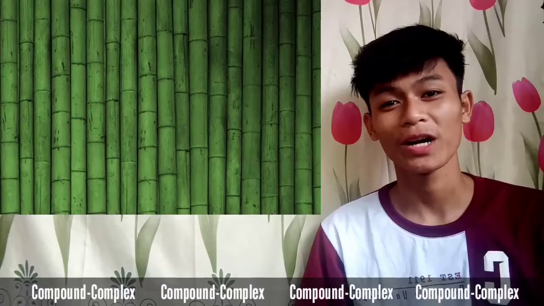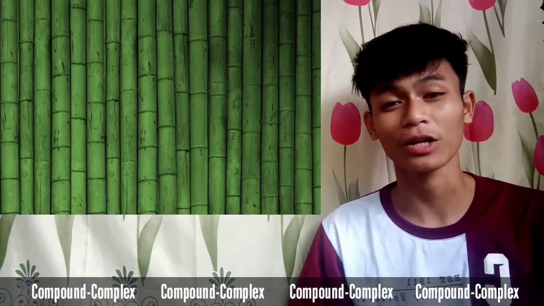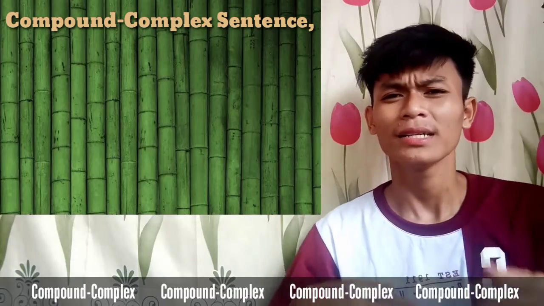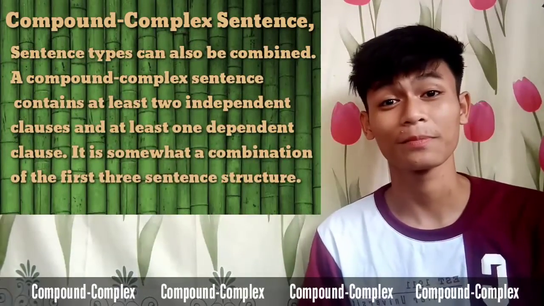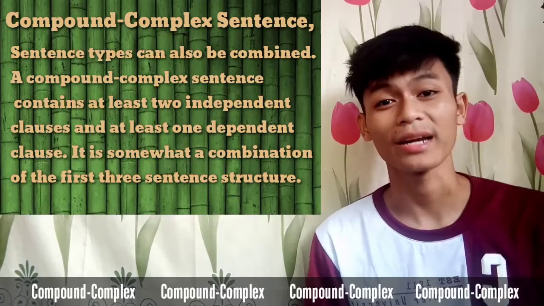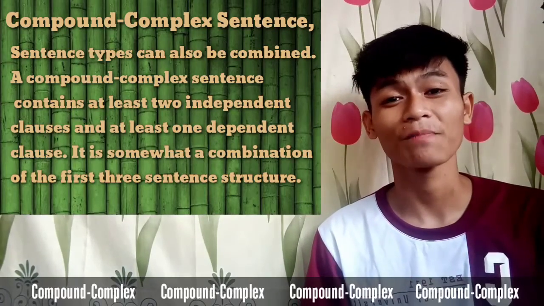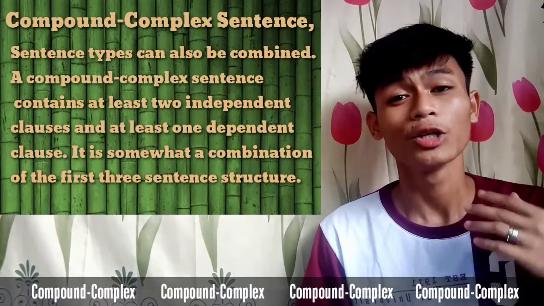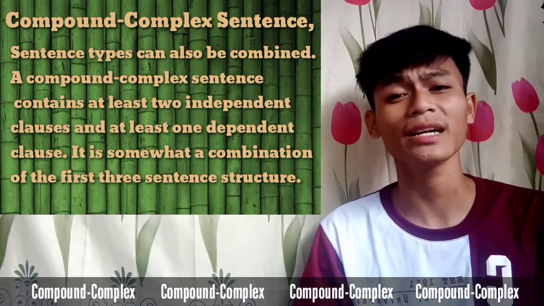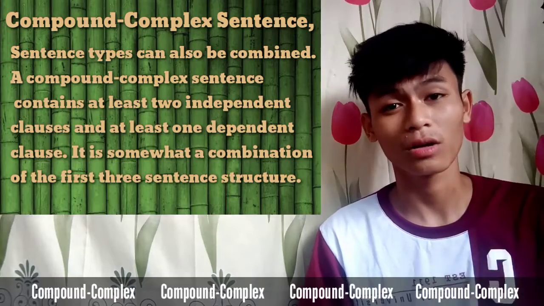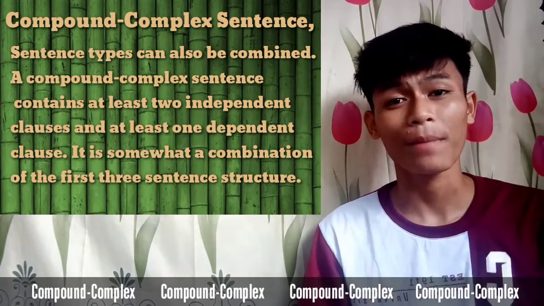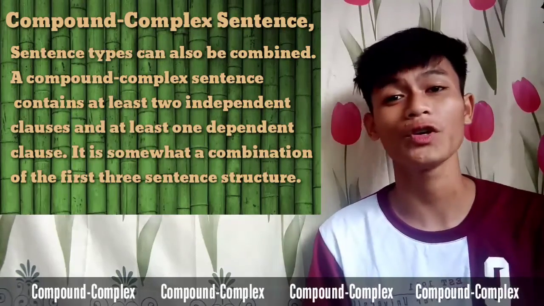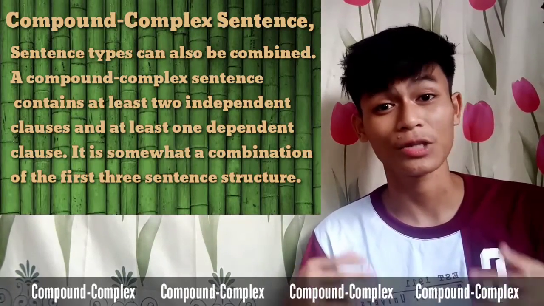Now we are down with our last type of sentence structure, the compound complex sentences. Sentence types can also be combined. This type of sentence structure contains at least two independent clauses and at least one dependent clause. So compound complex sentences are somewhat a combination of the first three sentence structures.